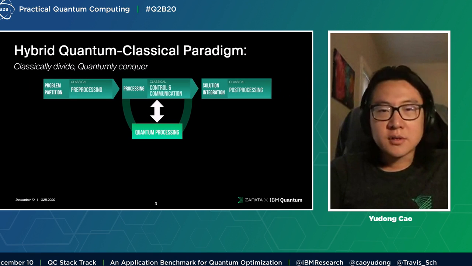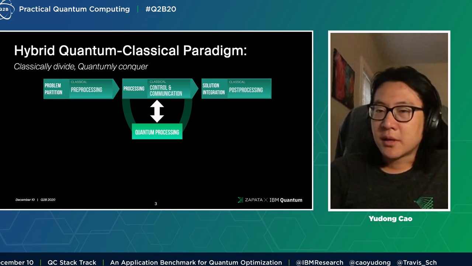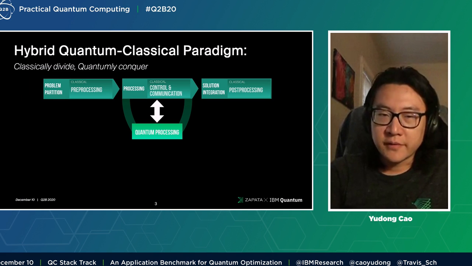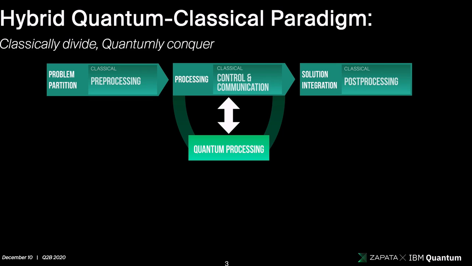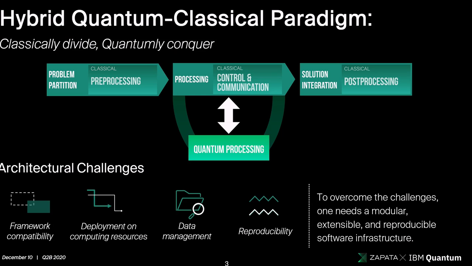So in other words, we have realized a hybrid quantum classical workflow where a quantum device is seamlessly integrated into a set of classical processes. Because we need to handle the multitude of classical and quantum software tools that are involved in pre and post processing, as well as the iterative processing between the quantum and classical computers, there are architectural challenges that arise in this scenario.